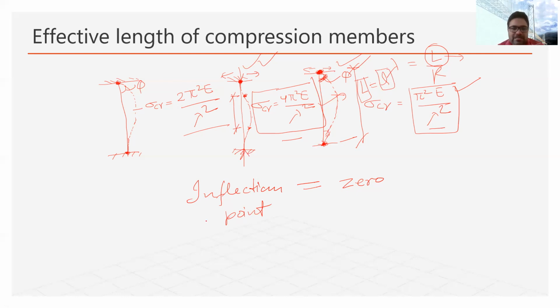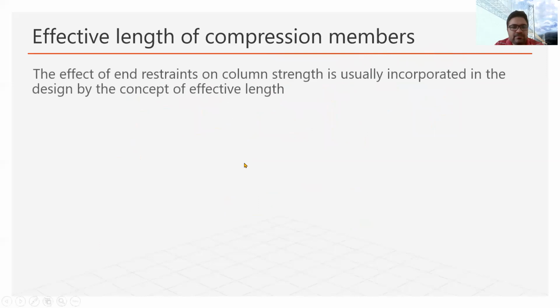So basically, effective length l is equal to K into L, where K is the effective length coefficient. This effective length coefficient depends on the end conditions, how the column is connected at the ends. This K value is given in the IS code also. I hope I have explained this phenomenon. So now we will see that.